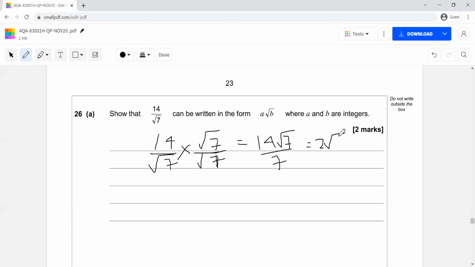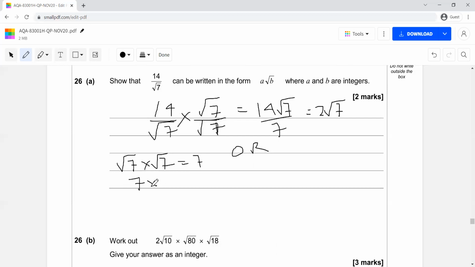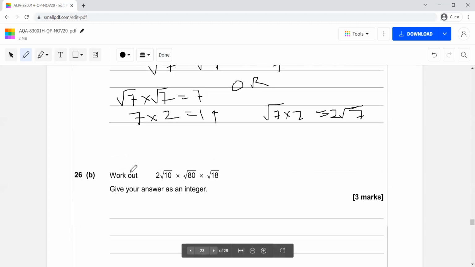Or you could think about it this way. We know the fact that root 7 times root 7 is 7. And we also know that 7 times 2 is 14. So from root 7 to get to 14, we multiplied by root 7 and then by 2. So the answer is 2 root 7. Either way is fine, but I want to show you both ways.